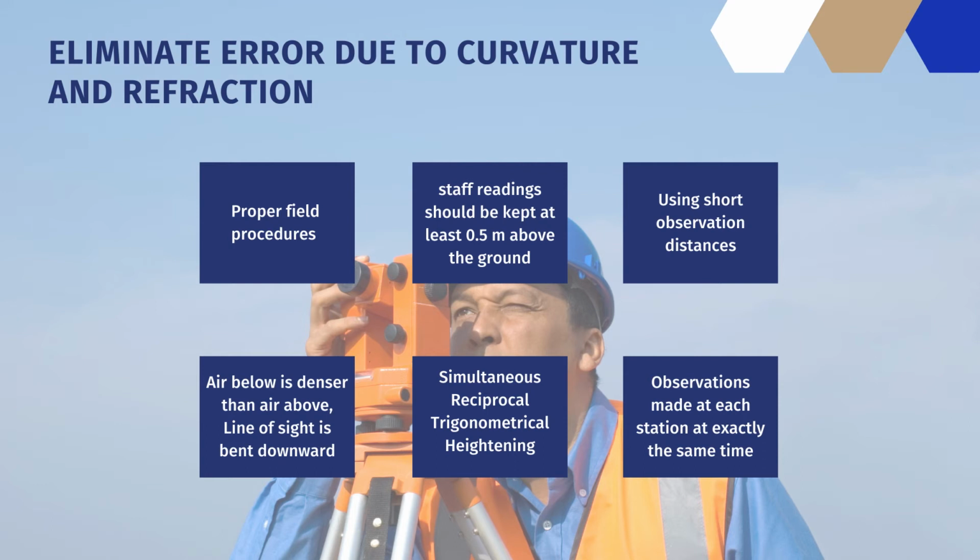Then, the air below is denser than the air above. The line of sight is bent downward, which negates Earth curvature error by 14%. Simultaneous reciprocal trigonometrical heightening is also useful for precise height determination. And lastly, observations made at each station at exactly the same time help cancel the effects of curvature and refraction.